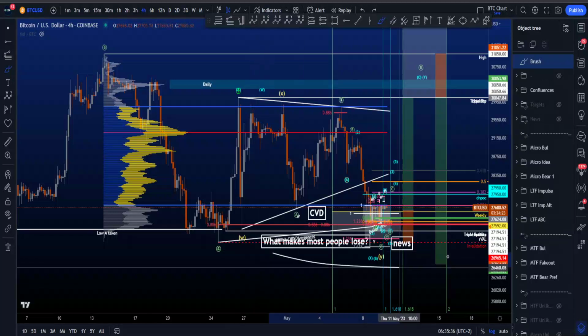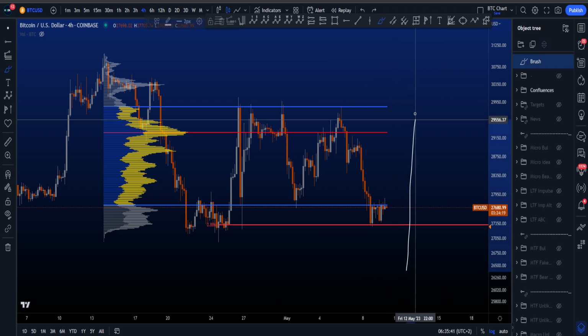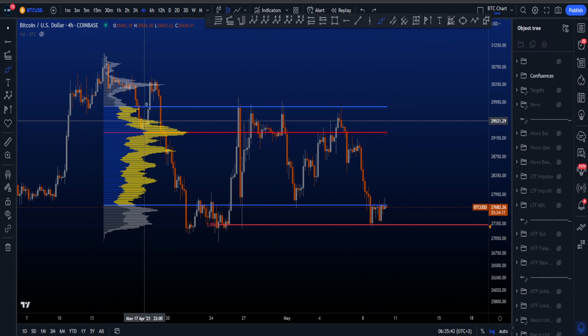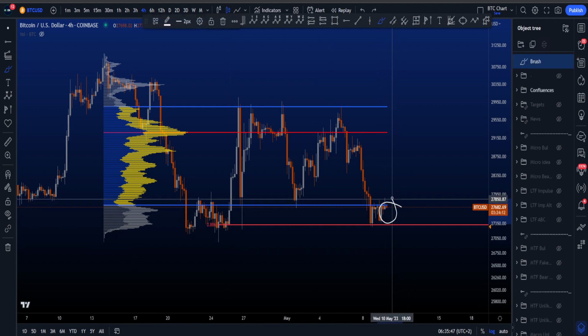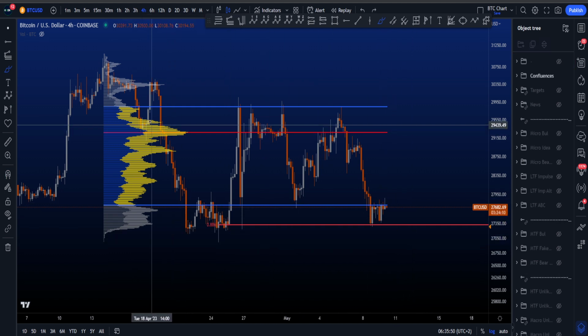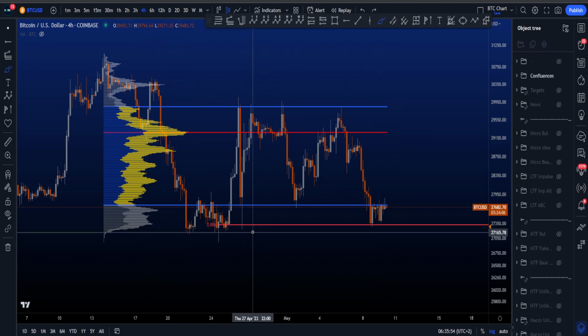Hi everyone, let's have a look at my preferred and alternative Elliott Wave scenarios on Bitcoin, but starting with simply looking at this range over here. I pulled a volume profile from the high that we made at 31K to the end of the price action where we are right now. And you can see that if we look at this volume profile, we have basically been ranging to the upside and the downside of this volume profile.